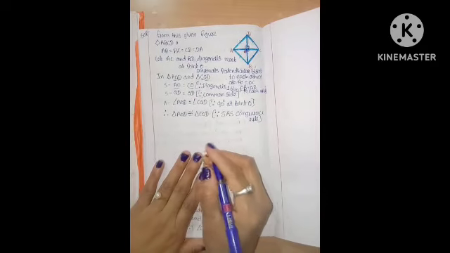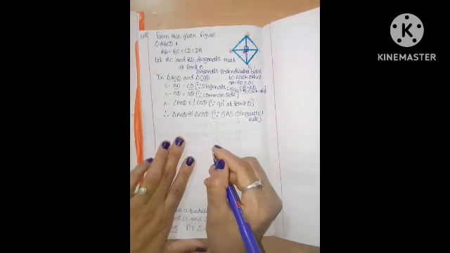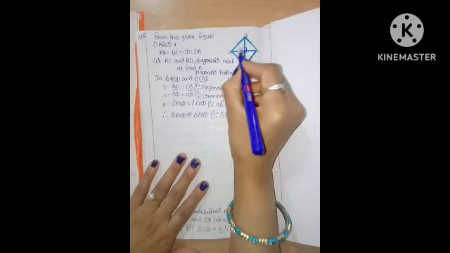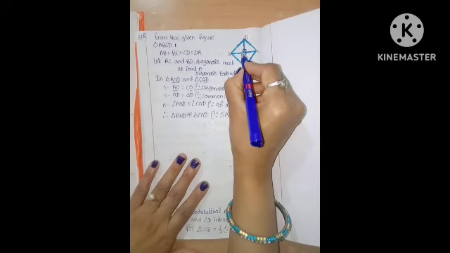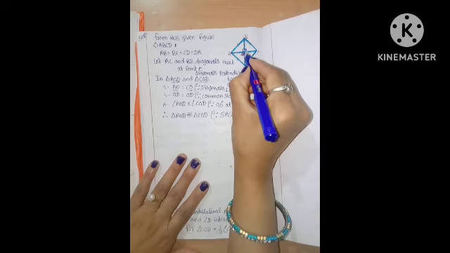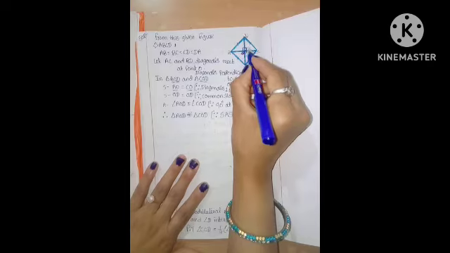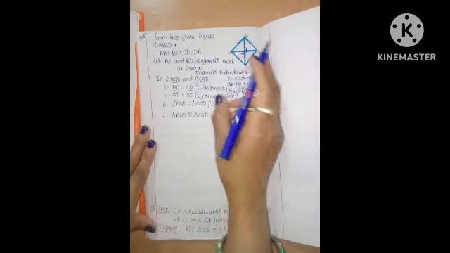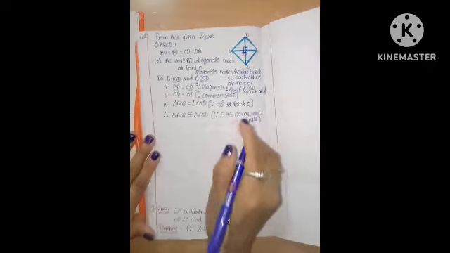Congruent triangles. AO and OD, these two sides and one included angle. Are you clear? These two also, OC and OD, and one included angle. So are these two triangles congruent? Check it once. Are you clear? Yes, it's over.